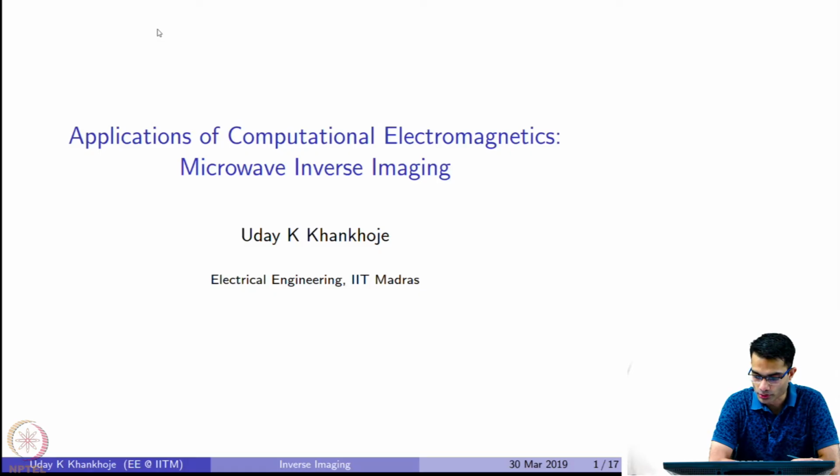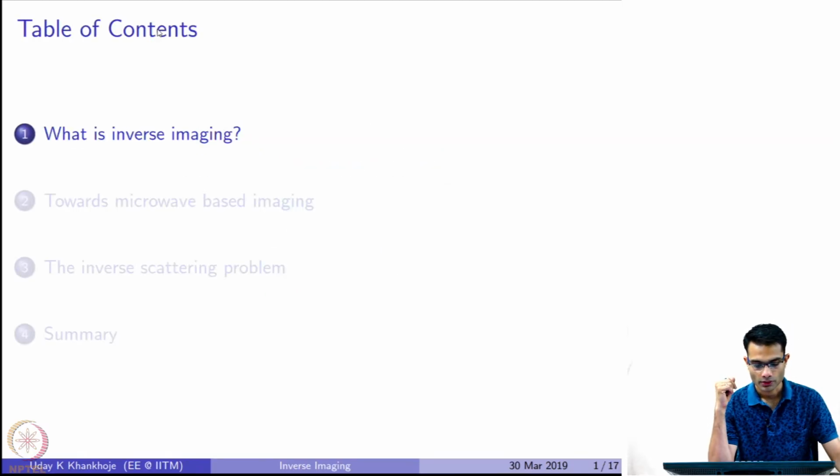So in this module we will be talking about some of the applications of computational electromagnetics, and in particular an interesting area of research called inverse imaging. Okay, we've all heard the word imaging, and usually we think of a camera taking photographs, but now the question is, can the same thing sort of be achieved using microwaves? That is what we will try to explore, and we'll see what are the advantages, disadvantages, and some of the challenges. Okay. So first of all, what is inverse imaging?